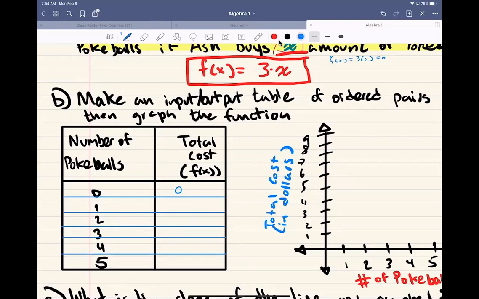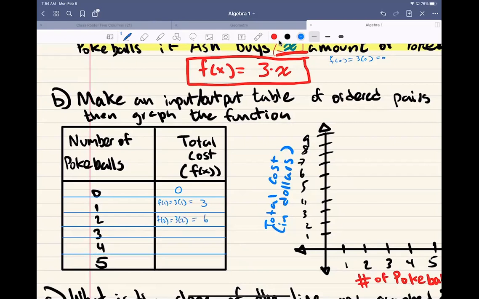All right. So how much does 1 Pokeball cost? That's going to be f of 1, which is equal to 3 times 1, which is the same thing as buying 3 Pokeballs costs you $3. 1 Pokeball costs you $3. How much does buying 2 Pokeballs cost? Well, let's plug that into our function. F of 2 is going to equal 3 times 2, which is 6.